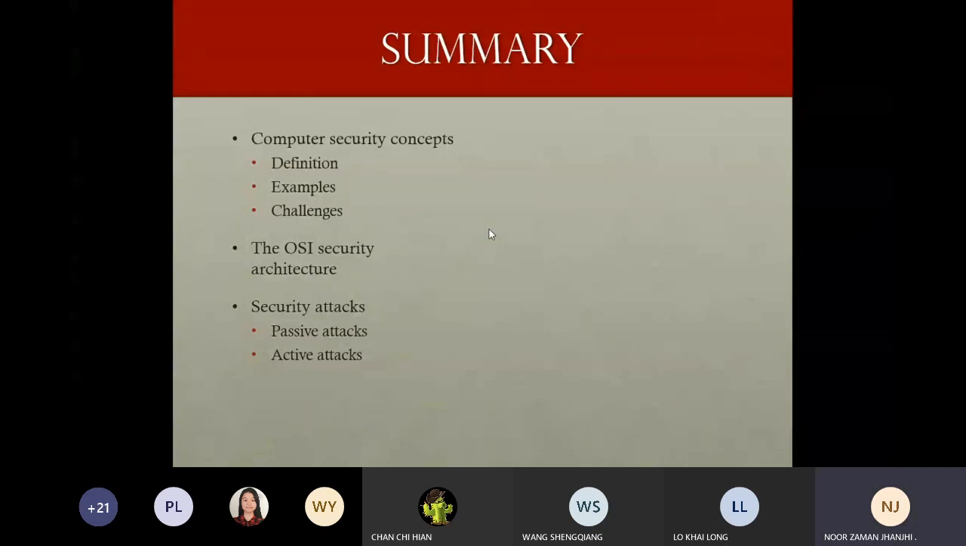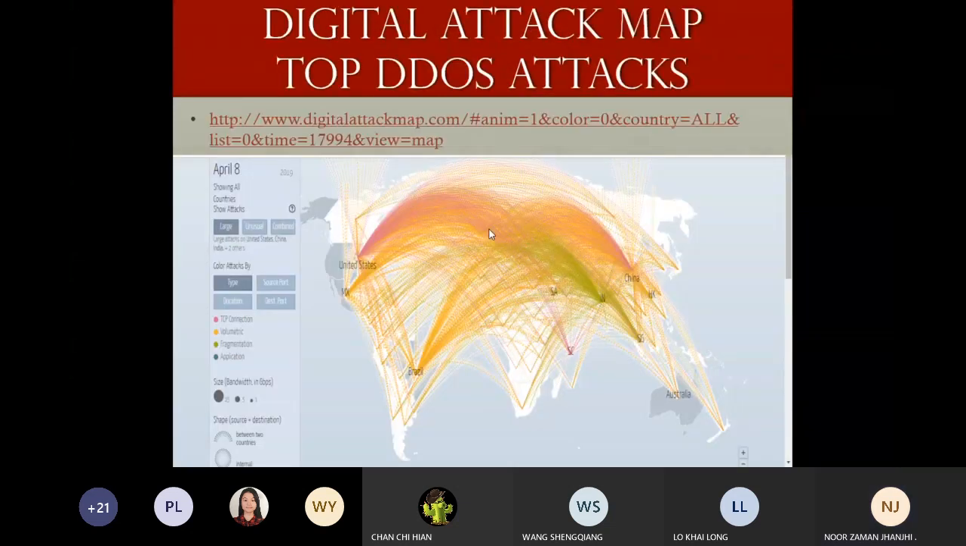So we can summarize it: the computer security concepts, their definitions, examples, and challenges, what type of challenges we have, then the OSI security architecture, and then we discussed security attacks, passive attacks, and so on. So this is all for today.